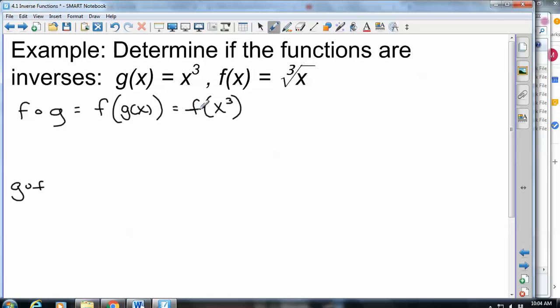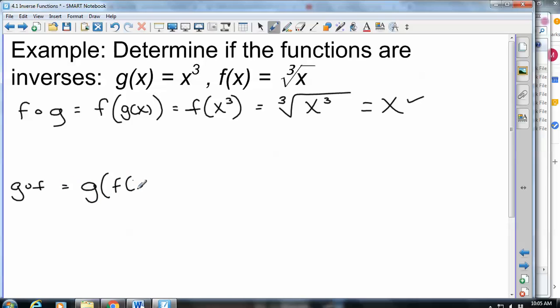So g of x is x cubed. If you plug x cubed into f, f is the cube root of whatever you plugged in. What's the cube root of x cubed? X. So that one worked. It is possible for one to work and not the other, so that's why we have to look at both.